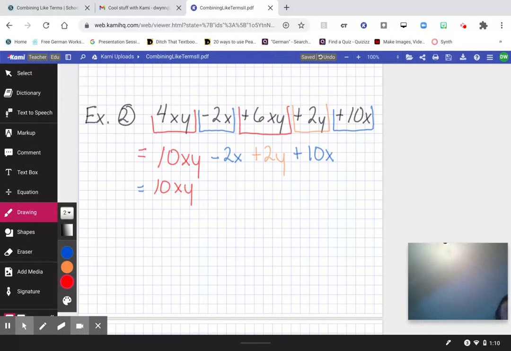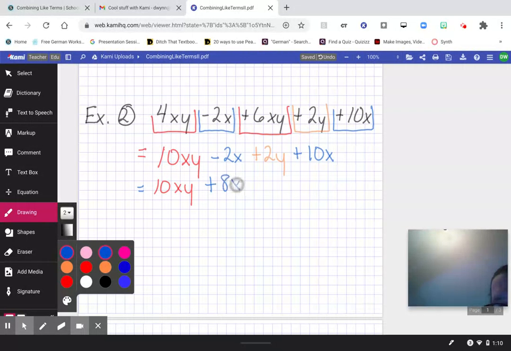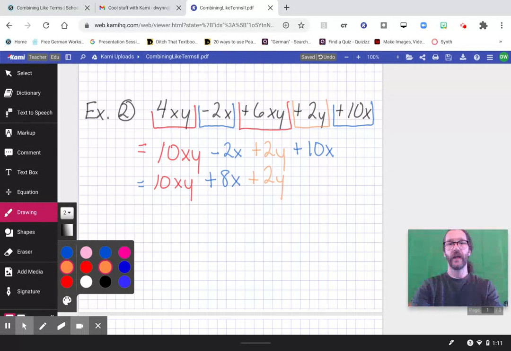Let's bring that down with our blue. Plus 2y. Can we do anything else from here? Indeed not. We are finished with this problem.